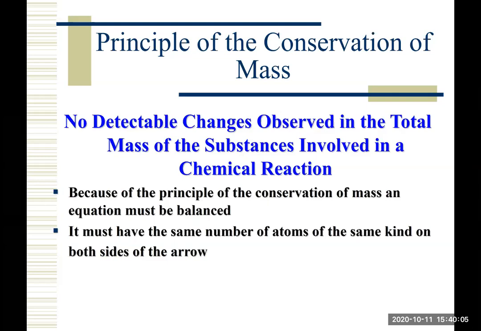The principle of conservation of mass, which is also called the law of conservation of mass, tells us that there are no detectable changes observed in the total mass of the substances involved in a chemical reaction. Because of the principle of conservation of mass, an equation has to be balanced. It must have the same number of atoms of the same kind on both sides of the arrow.